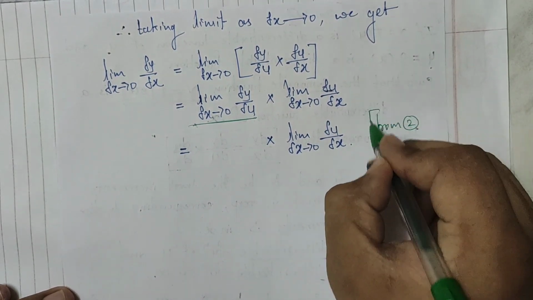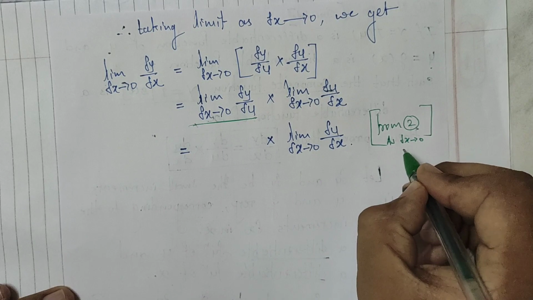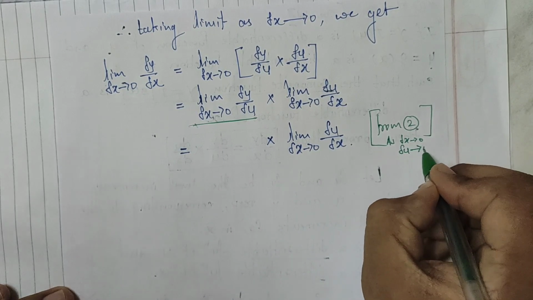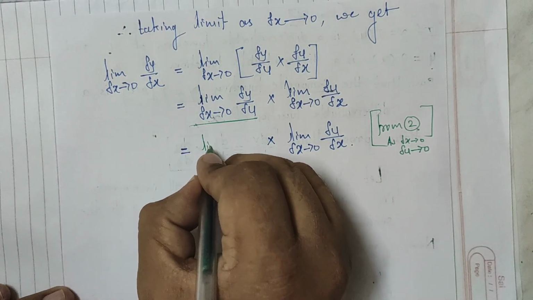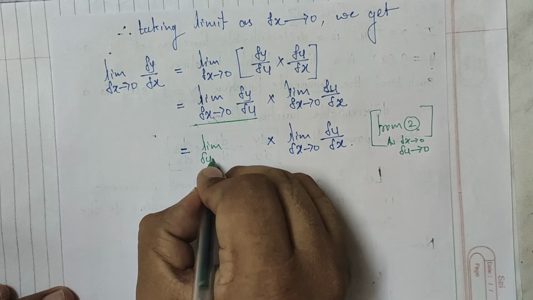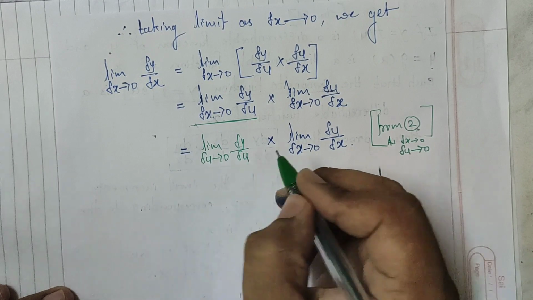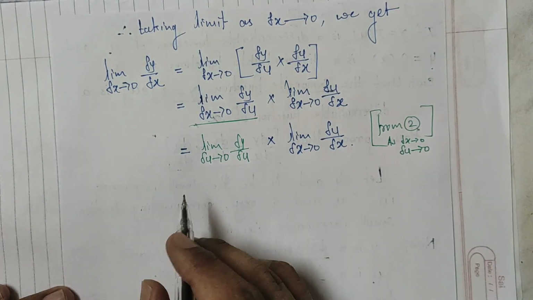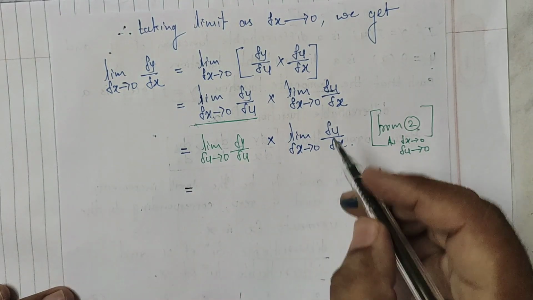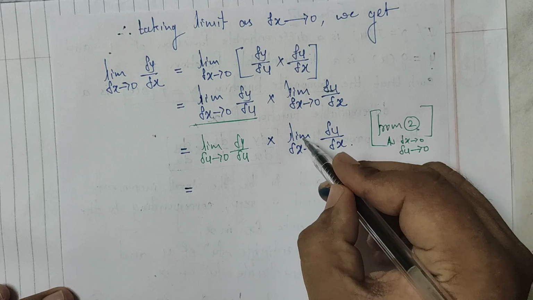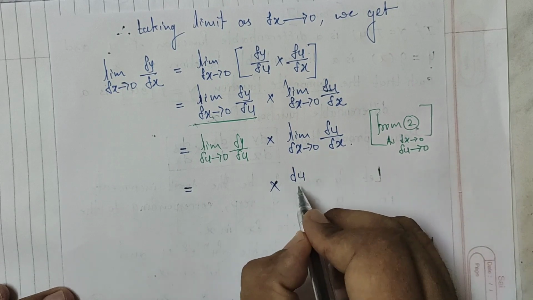From equation second. What is from equation second? As delta x tends to 0, delta u tends to also 0. Therefore we replace limit delta u tends to 0, delta y upon delta u. Now here we observe that limit delta x tends to 0, delta u upon delta x, can we write as du upon dx?